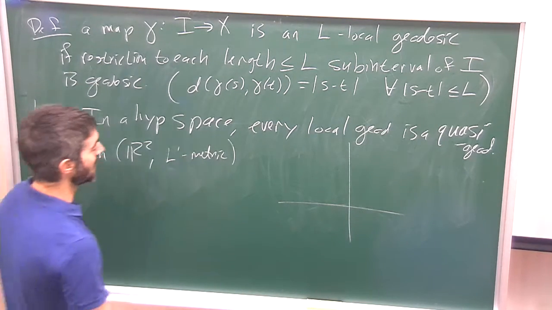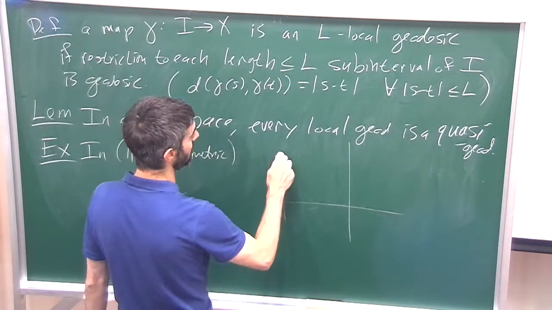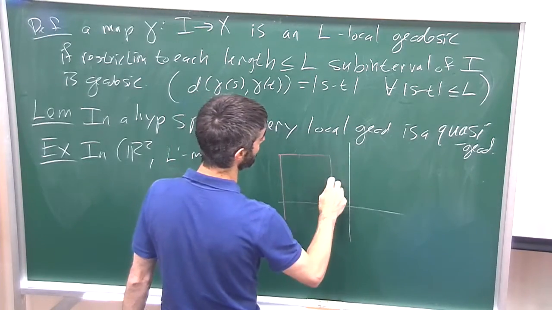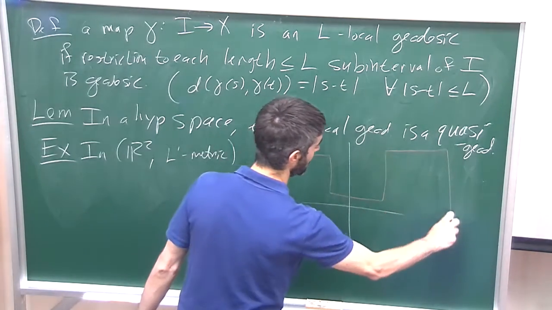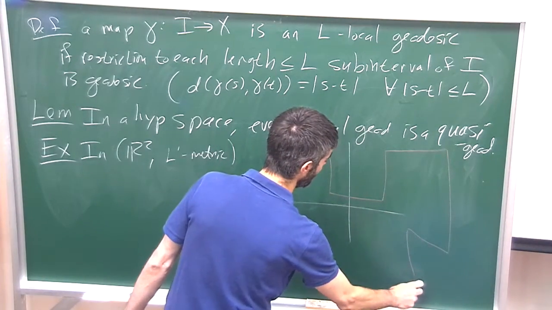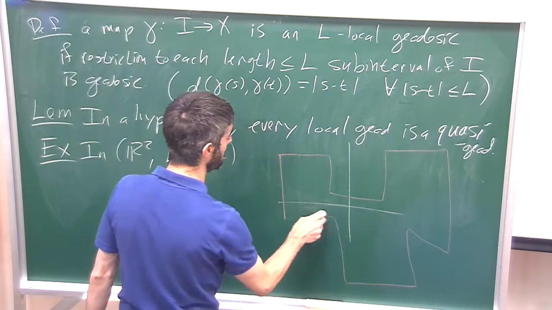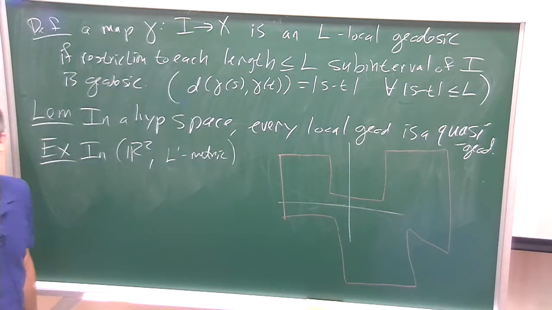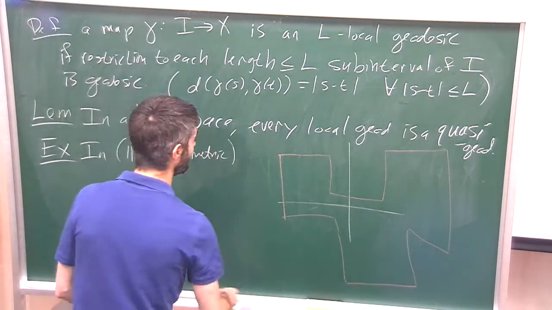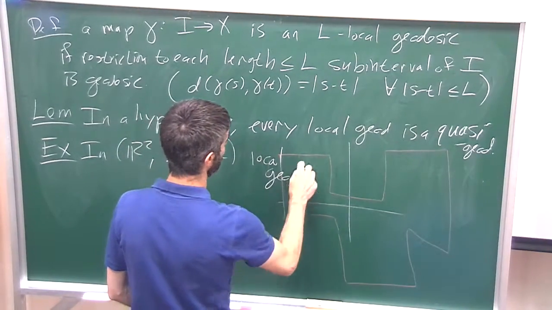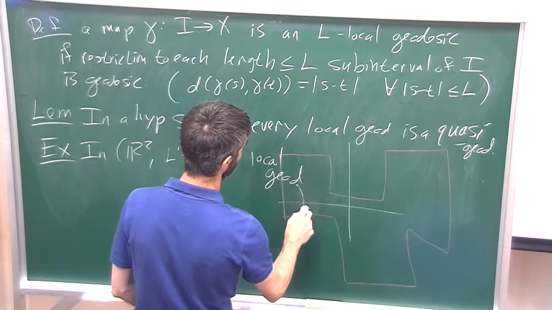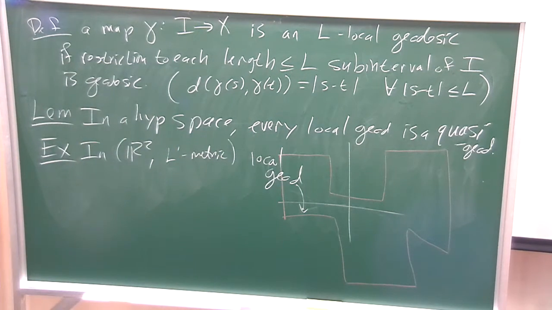Well, I could just go for a while and turn, and go for a while and turn, and as long as I make big chunks between every time I turn, that will be a local geodesic. Okay, so this is a local geodesic, of something like that. Notice that that is not a quasi-geodesic.